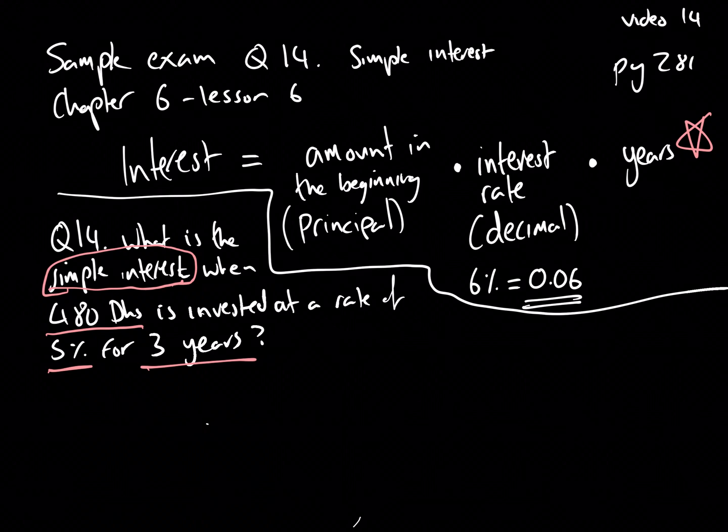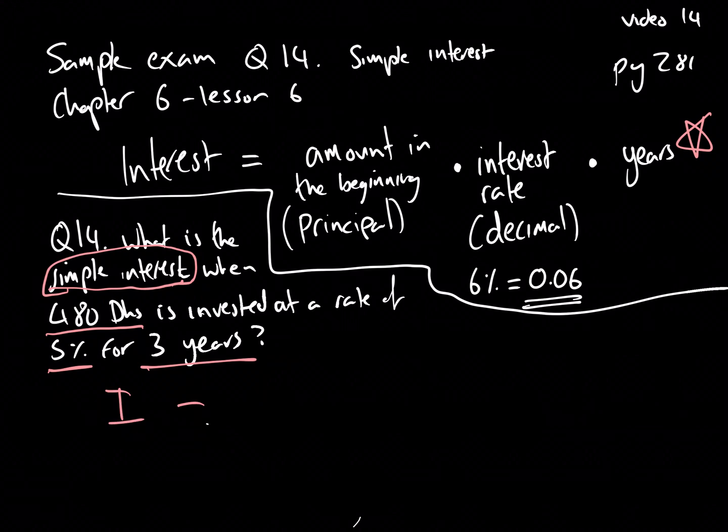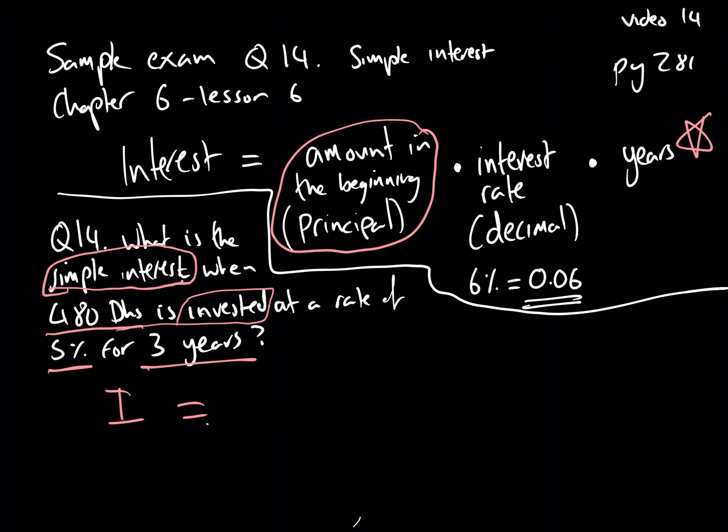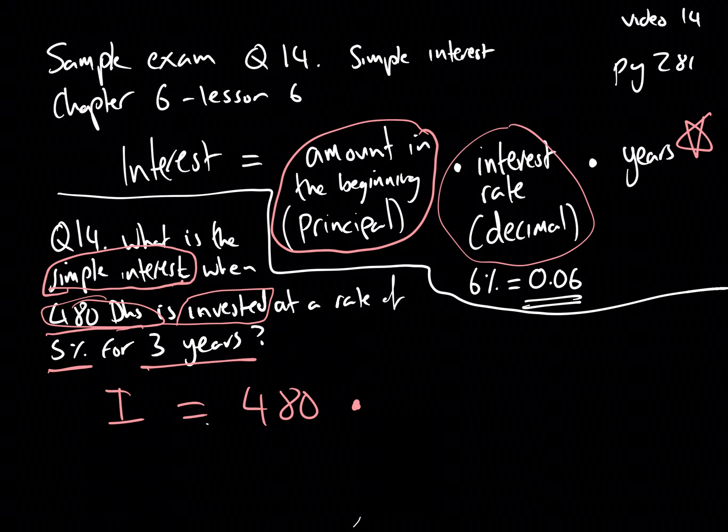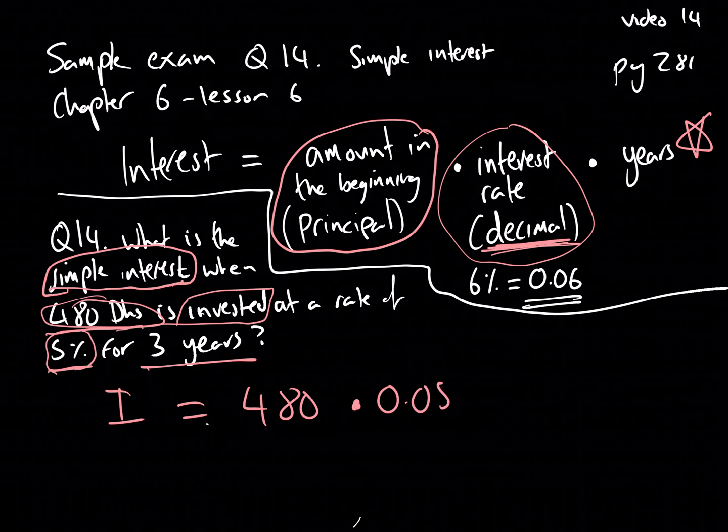So now let's try to find the numbers. So interest is equal to, what is the amount in the beginning? Have a look. In the question you can see when we invest 480 dirhams, so this is the original amount. So 480 multiplied by the interest rate. Remember, we write it in a decimal form, not as the percent the way it is. So here is the percent, and that's 5%. So we write this as 0.05.